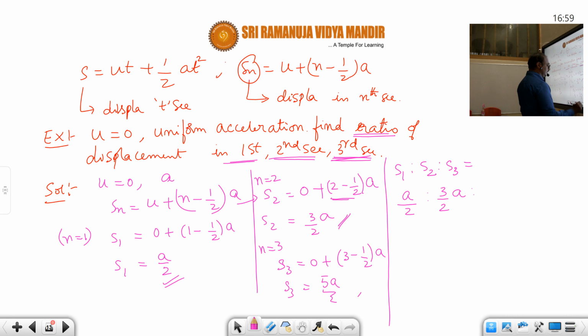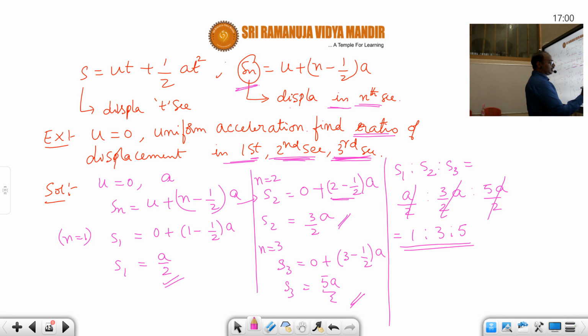So a by 2, a by 2, a by 2 get cancelled. Then the ratio is 1 is to 3 is to 5. So this is our result. See here, for first second, second second, third second, for a particular second they have mentioned. That's why we applied Sn equal to u plus (n minus half) into a. So this equation indicates the displacement traveled in a particular second.